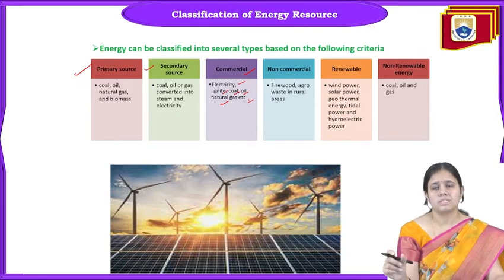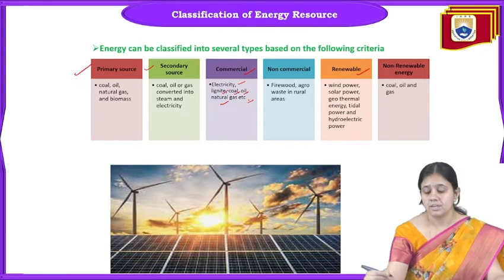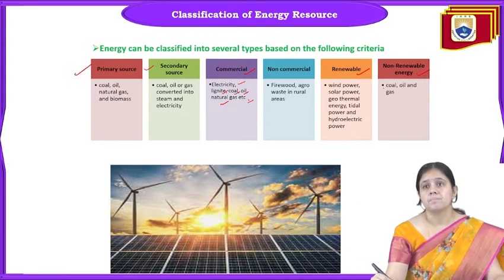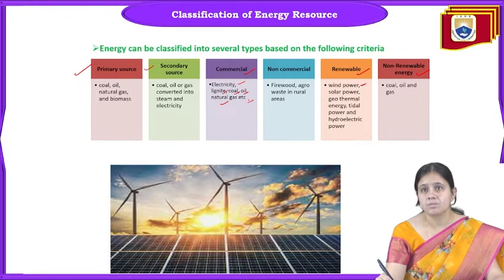Now we come to the basis of availability and renewability, whether we will be able to renew it again, or we will not be able to renew it. We have divided it again into two types, renewable and non-renewable. Renewable energy is that which we can renew again and again with very little effort. Examples are wind power, solar power, geothermal energy, tidal energy, and hydroelectric power. All these are renewable energy.